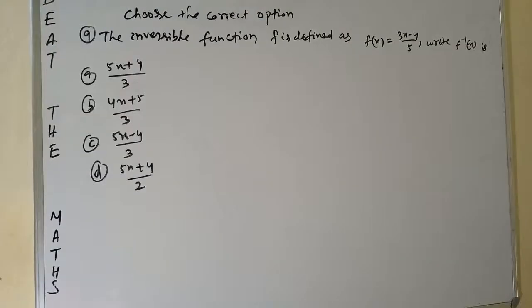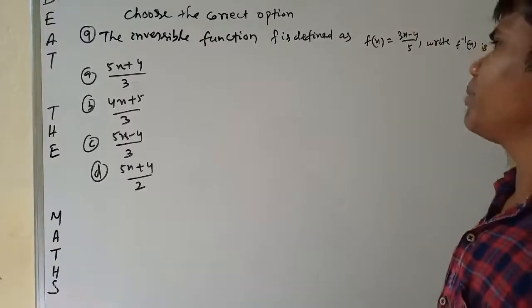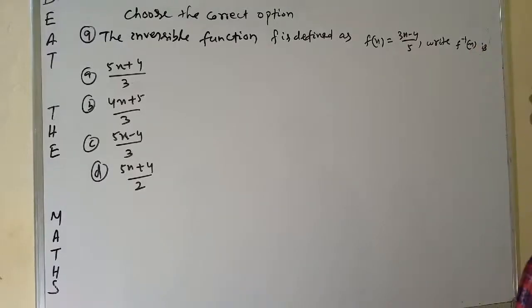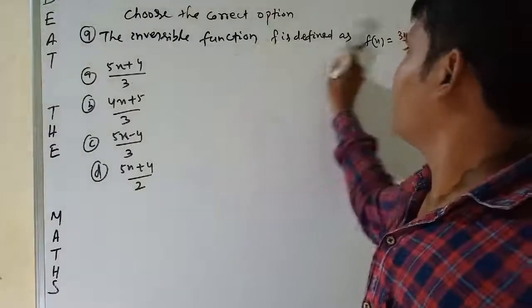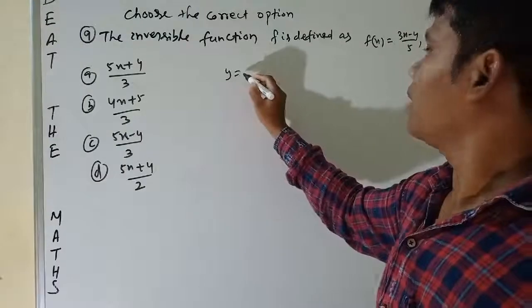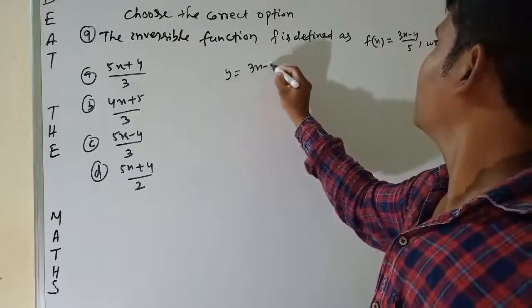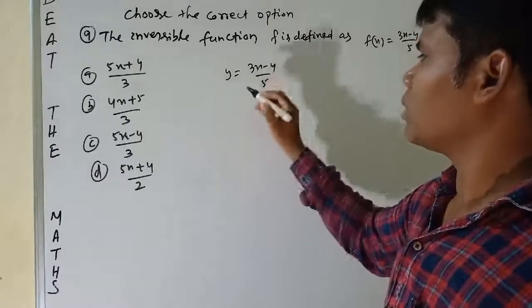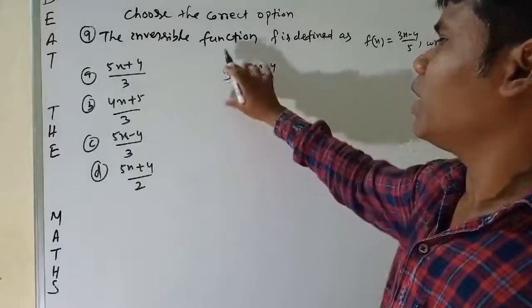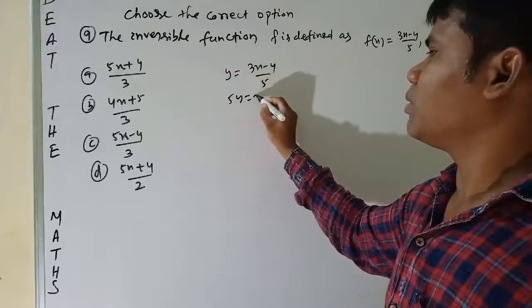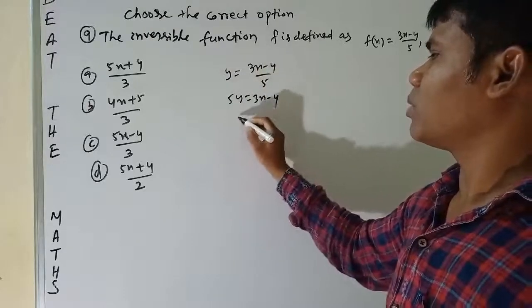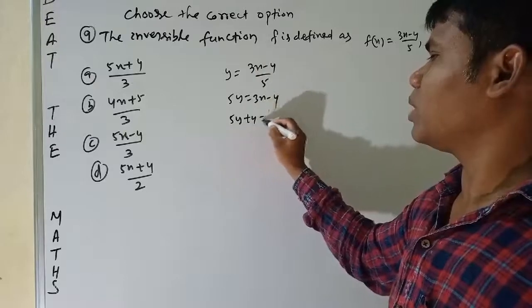You see the next question. The invertible function f is defined as f of x is equal to 3x minus 4 by 5. Write f inverse x. Okay, you consider f of x as y. Y is equal to 3x minus 4 by 5. Okay, next here you find the value of x. 5y is equal to 3x minus 4. Okay, 5y plus 4 is equal to 3x.